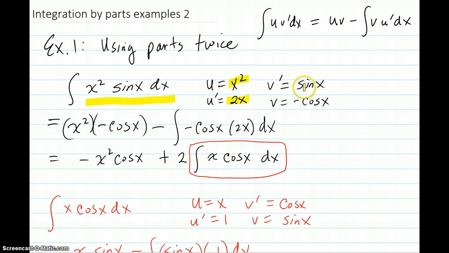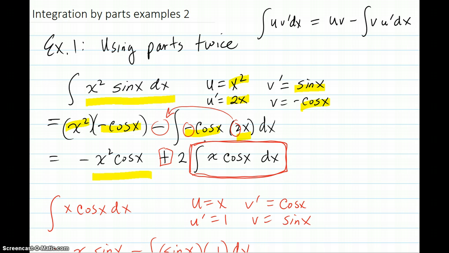That's always a good strategy to get something simpler. And of course for v prime, the natural choice is sine, because the sine and cosine are going to toggle back and forth. So that's always a good thing. So it's u v minus the integral of v u prime. So that comes out to be this, plus I factored the 2 out to the front, took care of the 2 negatives to be a plus, and now I'm zeroing in on this integral here.